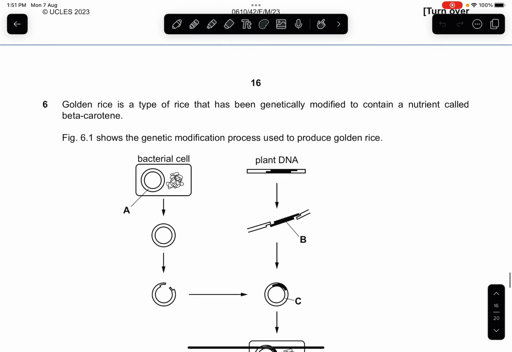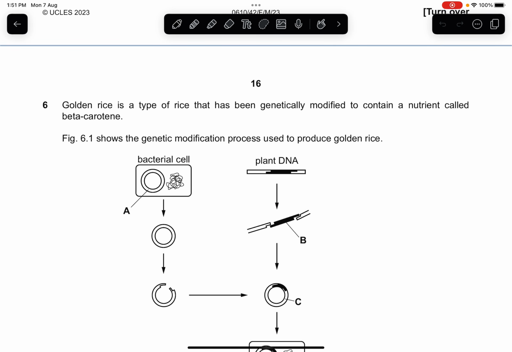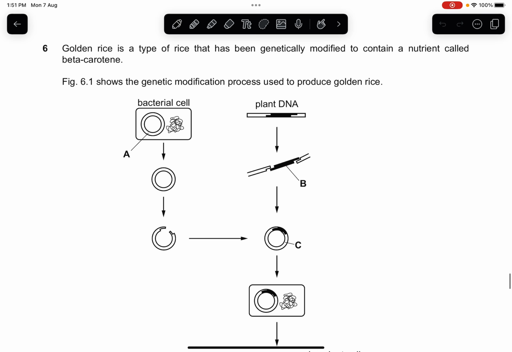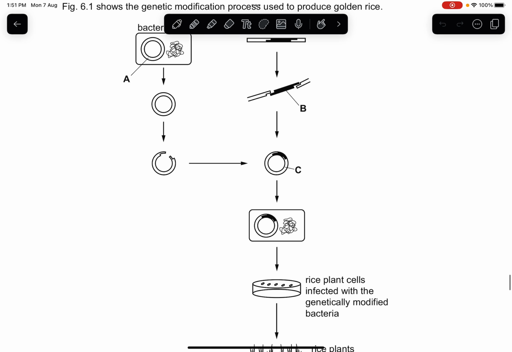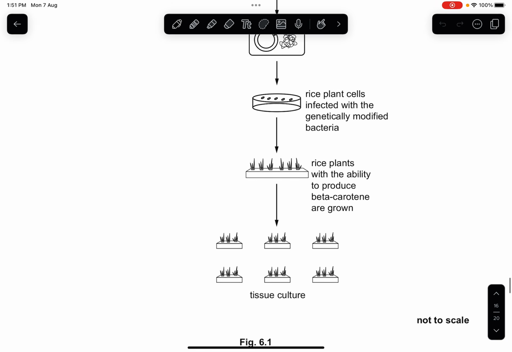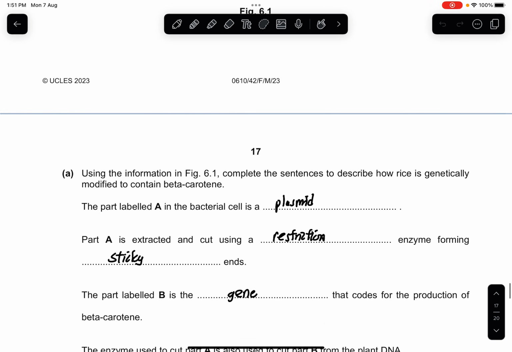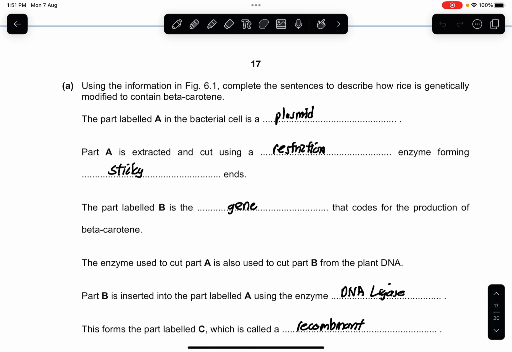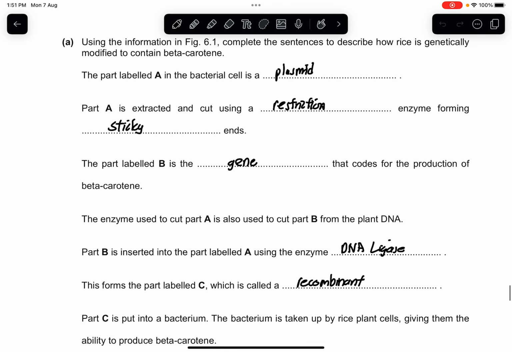Golden rice is a type of rice that has been genetically modified to contain a nutrient called beta-carotene. Figure 6.1 shows the genetic modification process used to produce golden rice, with a bacterial cell and a plant DNA. So you can see the entire genetic modification process, and in the end it becomes a tissue culture. Using the information in figure 6.1, complete the sentence to describe how rice is genetically modified to contain beta-carotene. So this is about your understanding of genetic modification.